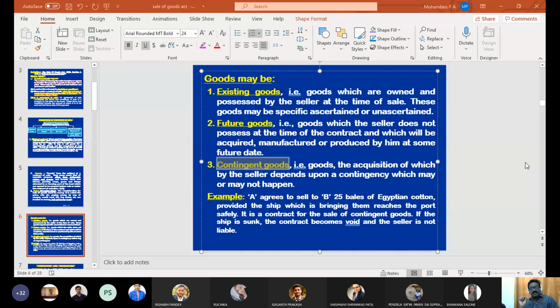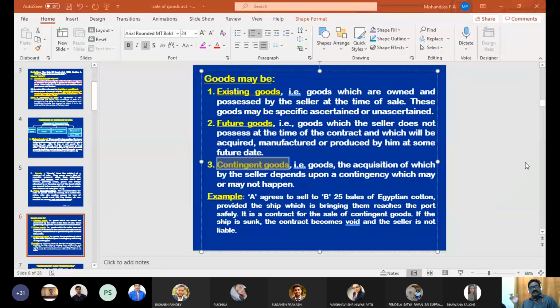If the ship is sunk on the way from Egypt to Madras, that contract will become a void contract. Got it? What is a void contract? A contract which cannot be enforced due to change of circumstances, change of policy, or act of God, or any calamities. So contingent goods are those goods which the seller will get into his custody on the happening of an event which may or may not happen.